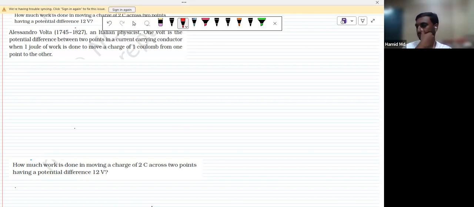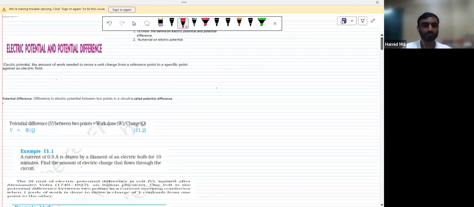Sir, you're asking the definition of electric potential, right? It is the rate of flow of charge. Electric potential, yes. So you are not doing revision, right? This was the first definition we learned, right?